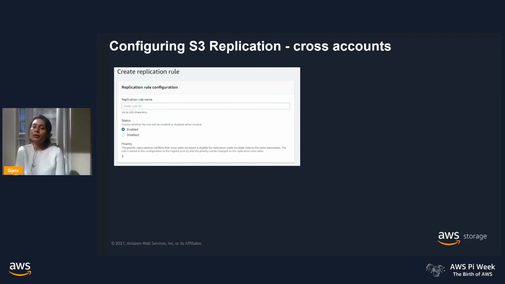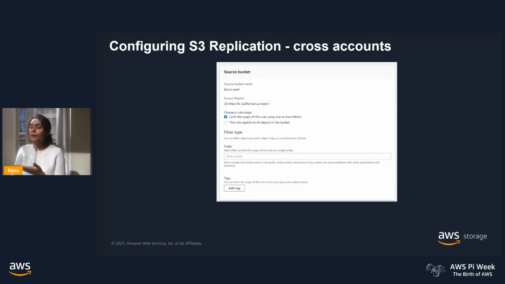On the console, here's what it would look like. You browse to your source or primary bucket and click on Management. You'll scroll down to the replication section and you will see an option to create a replication rule. That brings you to the Create Replication Rule page. Here, you first provide the rule name and enable the replication rule.